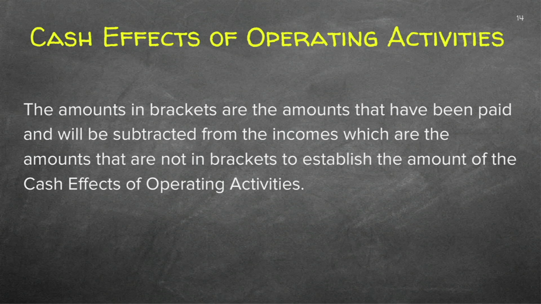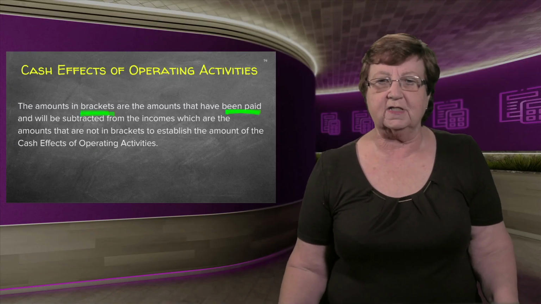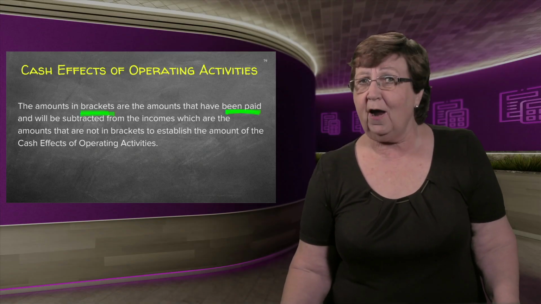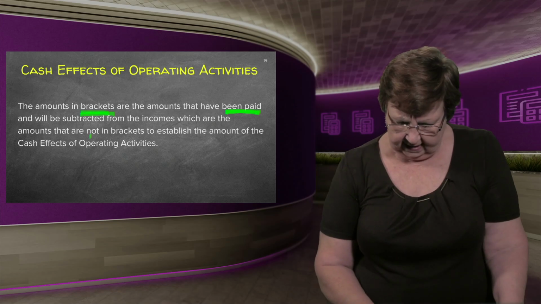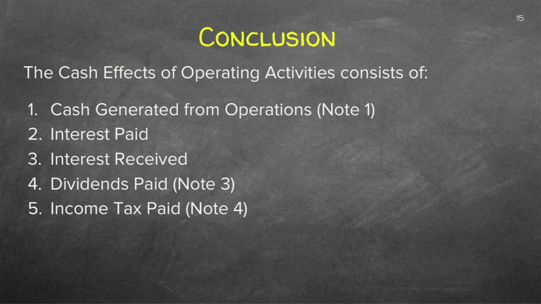So the amounts in brackets are the amounts that have been paid. And again, I am probably overemphasizing, but I really want you to get that when money flows out of a business, we put it in brackets. And if an amount is not in brackets, you can automatically assume that there has been an inflow of money. And so this completes the first section of our cash flow statement.